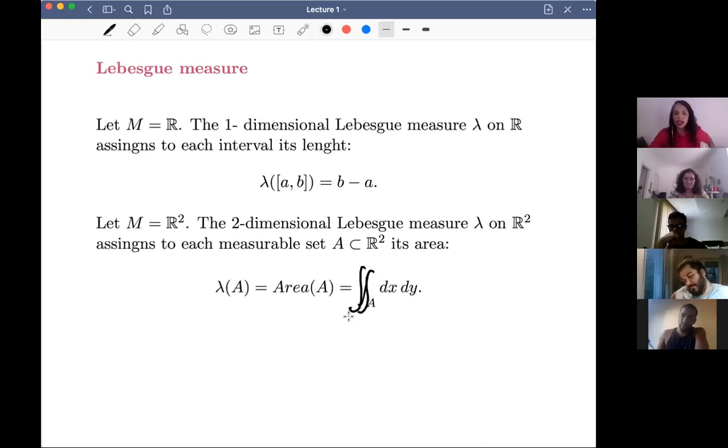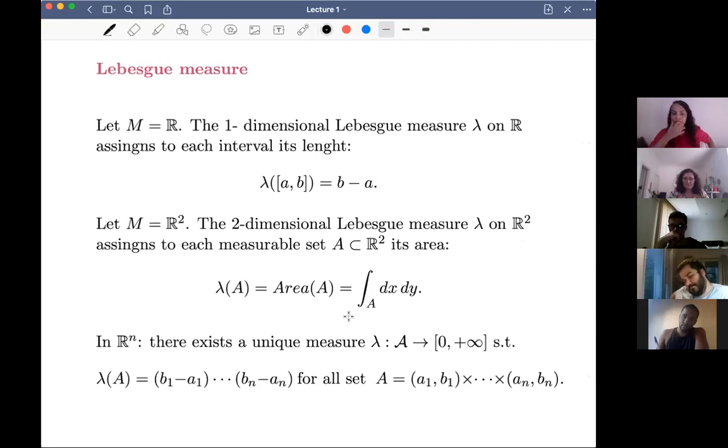We can extend this to Rn. In Rn, there exists a unique measure such that if the set is a box, a product of intervals, then you can measure this set by taking the length of each interval and multiplying all of them. So if your set is a box in Rn, a finite product of intervals, then you can measure these sets. And from this, you extend to the whole sigma algebra. Again, we just focus on these boxes and we measure them, and that's enough.